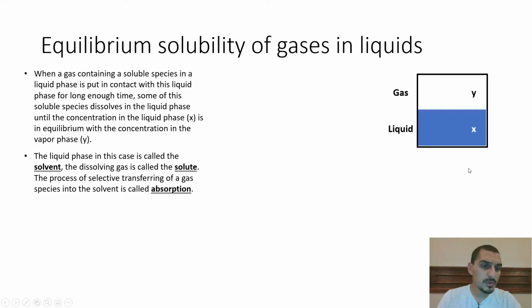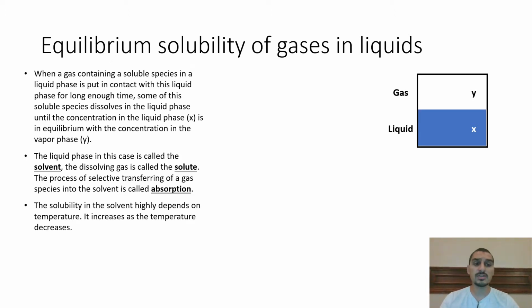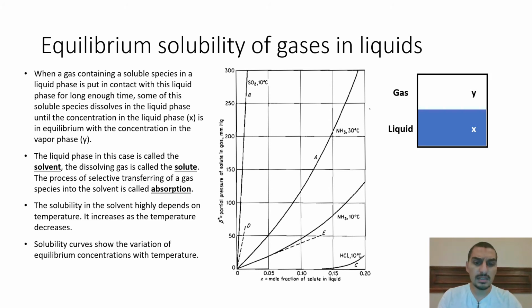The absorption process and the maximum solubility is a function of many things. It's a function of the type of solute and the solvent. It's a function of the temperature. It's a function of different things, and that's why we see these charts, which summarize a lot of information in one place. So this is the equilibrium solubility of different components or different gases in water.